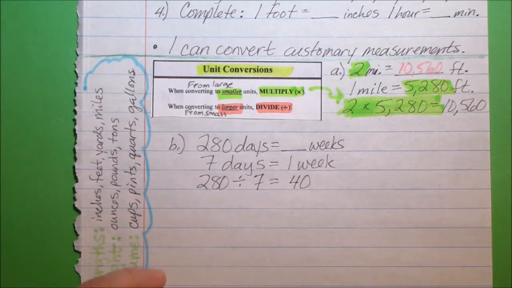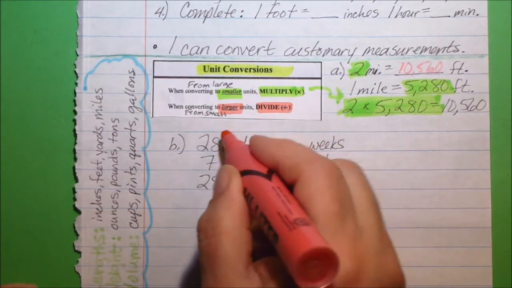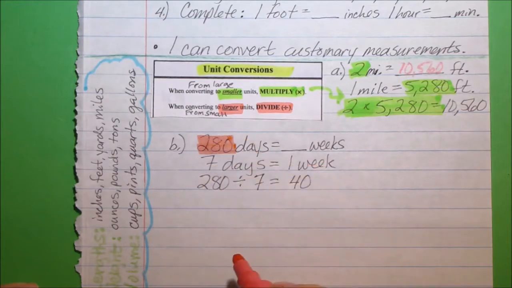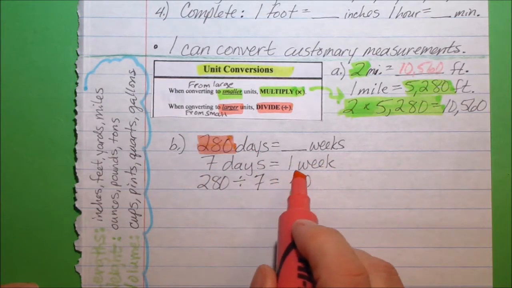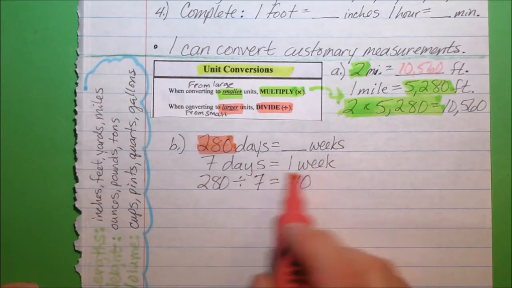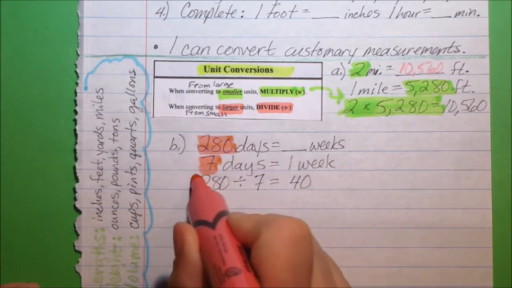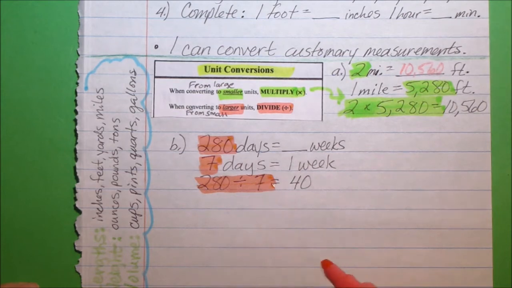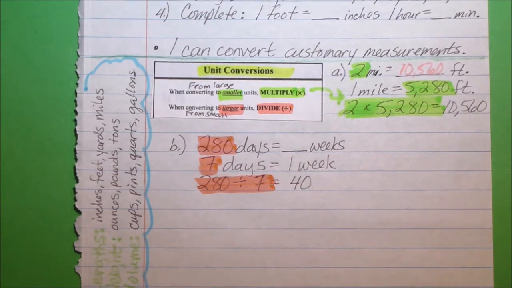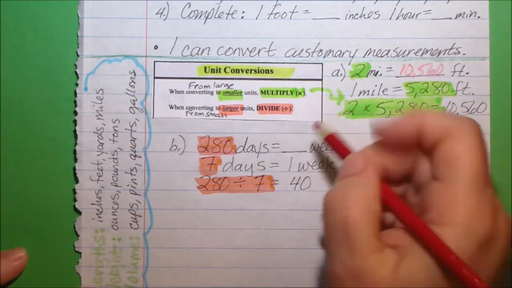Right? So I'm going to do a little highlighting to show you how I picked it out. First I had the problem. Okay. Then I figured out how much it is for just one of the units, 1 week. That was 7. And I took the 280 and divided it by 7. I knew I was going to use division because I'm converting from a smaller unit to a larger unit. And that gave me the answer of 40.